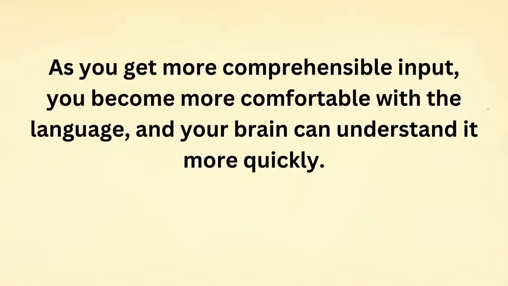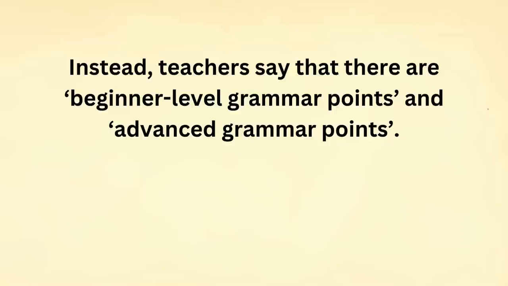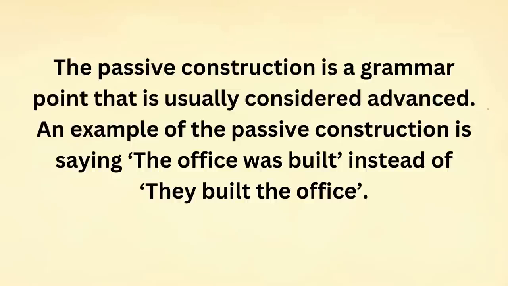As you get more comprehensible input, you become more comfortable with the language, and your brain can understand it more quickly. That's why you can understand much more complicated sentences at higher levels. Traditional language teaching doesn't understand grammar in this way. Instead, teachers say that there are beginner-level grammar points and advanced grammar points. The passive construction is a grammar point that is usually considered advanced. An example of the passive construction is saying the office was built instead of they built the office.